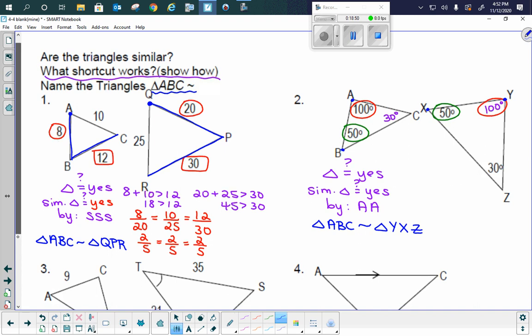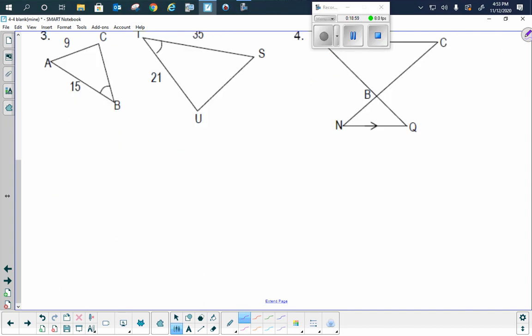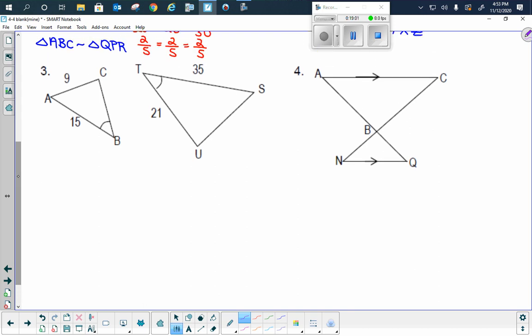Okay, here we go. Next one, number 3. I'm going to start out by asking myself the same question always. Are these triangles? Well, since I only have 2 out of 3 sides labeled, I'm going to have to assume yes. Nothing messing us up so far. Are they similar triangles? That's my next question.